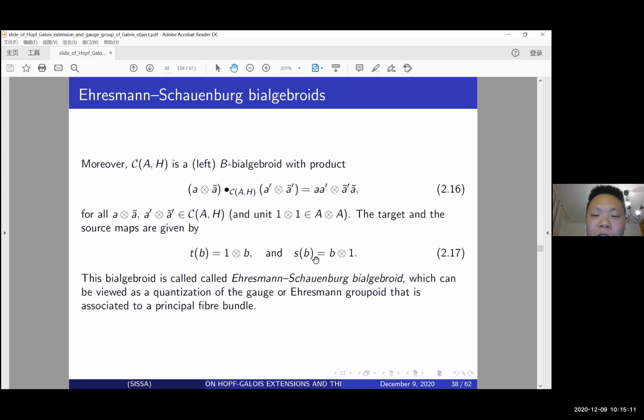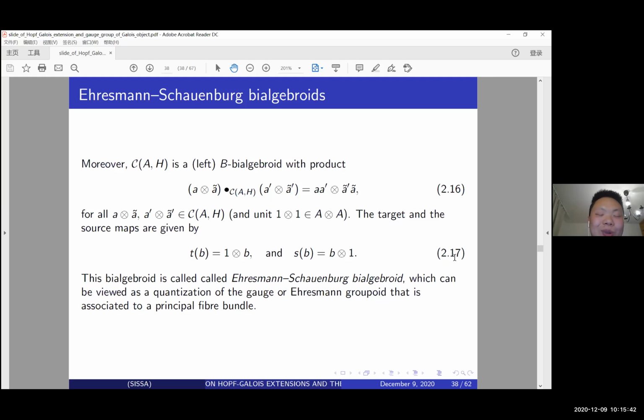But in that case, we need to have the corresponding right bialgebroid. But we found that it's much easier and more convenient to use the left bialgebroid. So that's why we need to exchange the position of the source and the target map, and then we have the corresponding 2.17. But this is not an issue. I mean, it's just compatible with themselves.